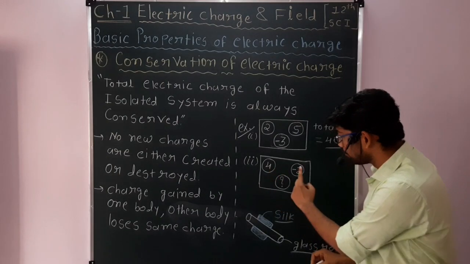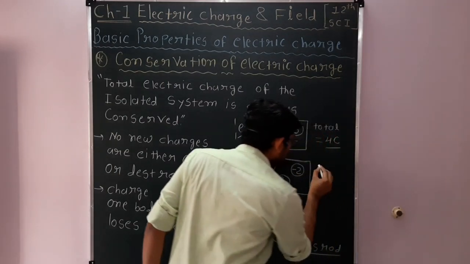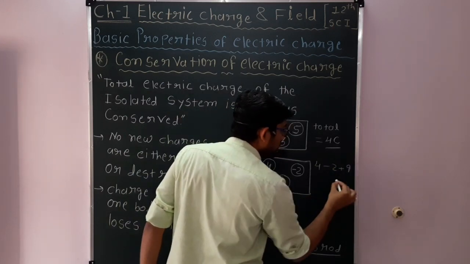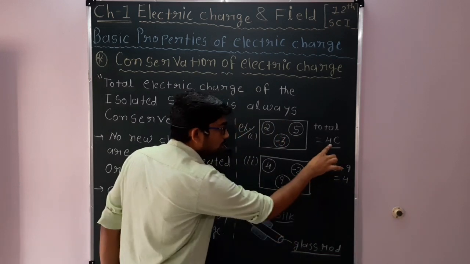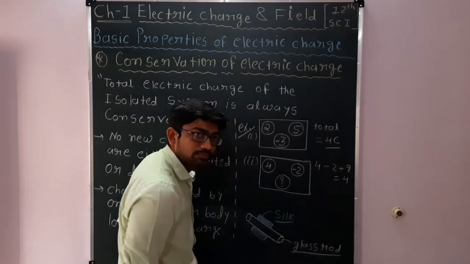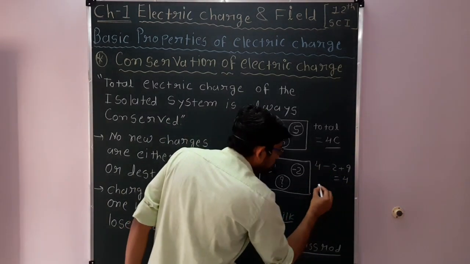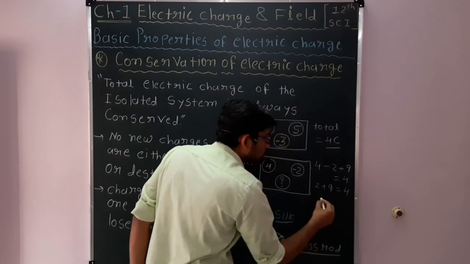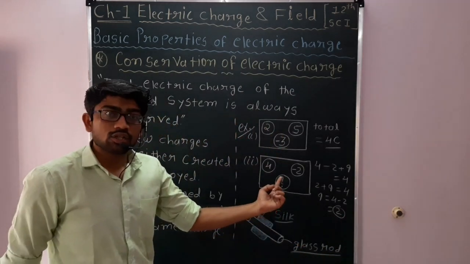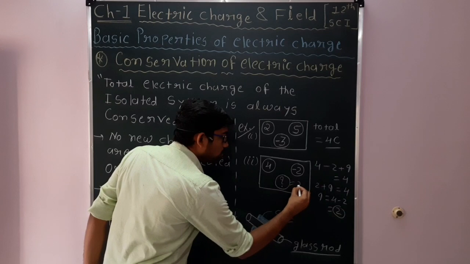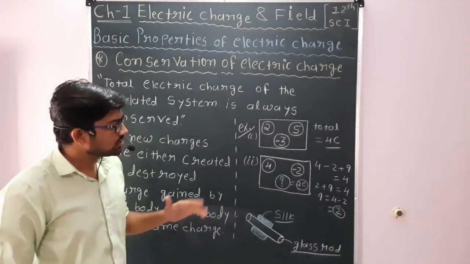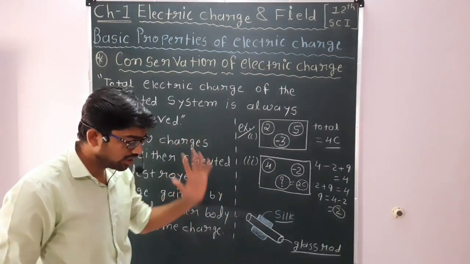So 4 minus 2 plus Q is equal to 4, because the total is 4, so the total charge here should also be 4, it should be constant. So 4 minus 2 is 2, so 2 plus Q is equal to 4, so Q is equal to 4 minus 2, which means 2. So the third sphere should have 2 coulomb charge. So this is the conservation of electric charge.